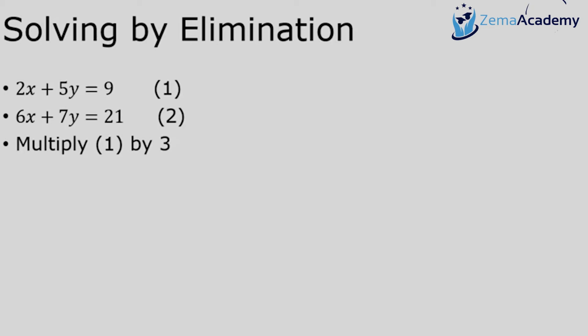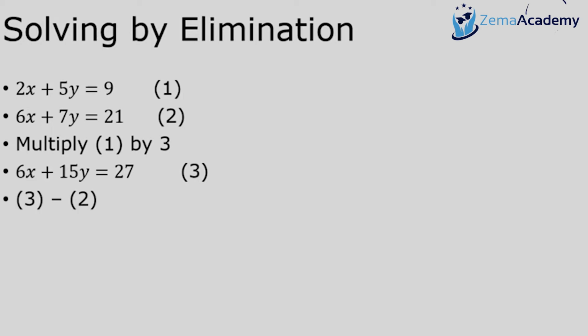What I'm going to do is multiply equation 1 by 3. I'm going to multiply everything in 2x plus 5y equals 9 by 3. That's going to give me 6x plus 15y equals 27. And I've labelled that equation 3. Now, I do have the same number of x's that I can use. So in equation 2, I've got 6 x's. In equation 3, I've got 6 x's.